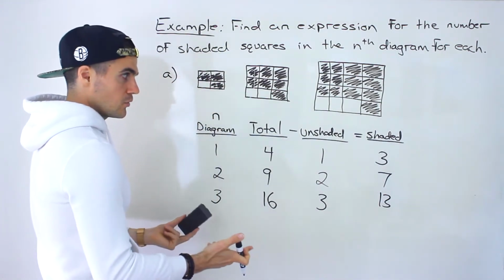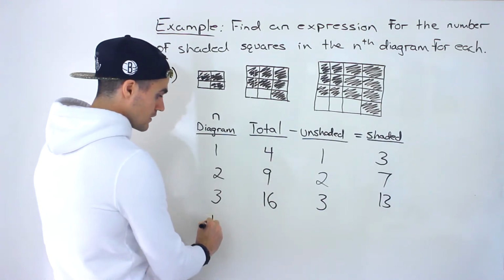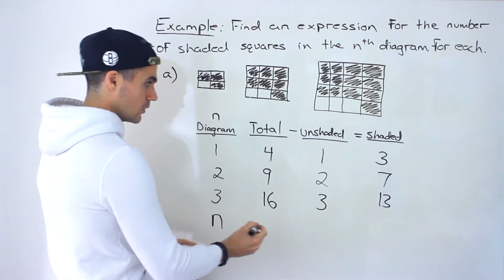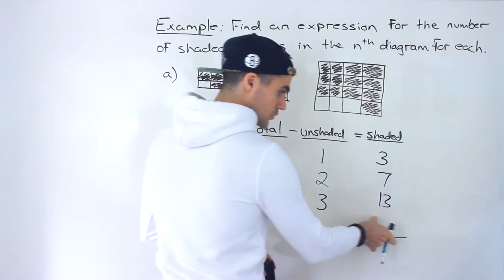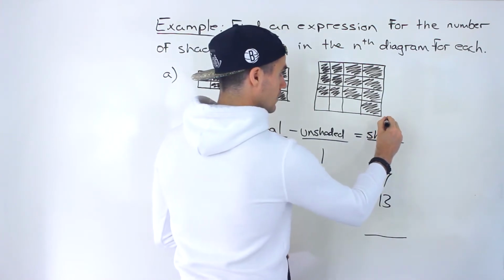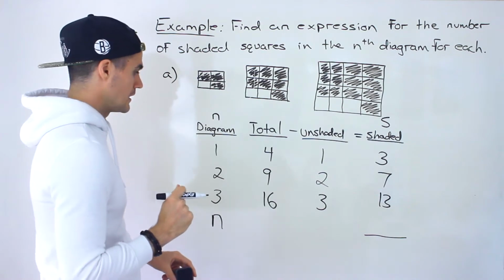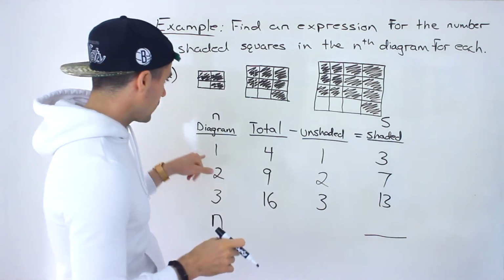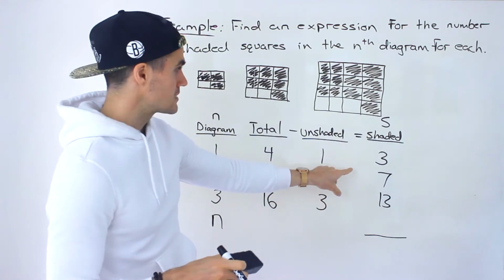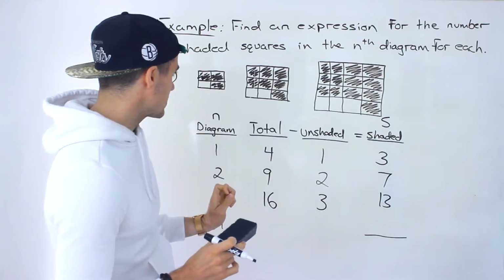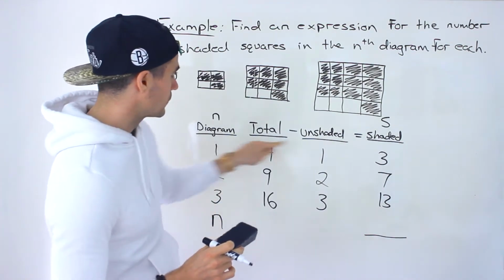So now what we've got to do is figure out a pattern here for the nth diagram. What's the number of shaded squares going to be? We have to create some kind of expression over here, right? So we're going to let that be S like we did in the previous video. Now, directly going from here to here, trying to find that pattern, notice it's going to be a little bit difficult, right? So how does the 1 relate to the 3?